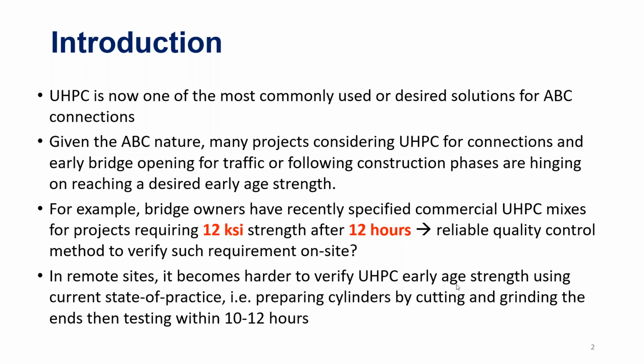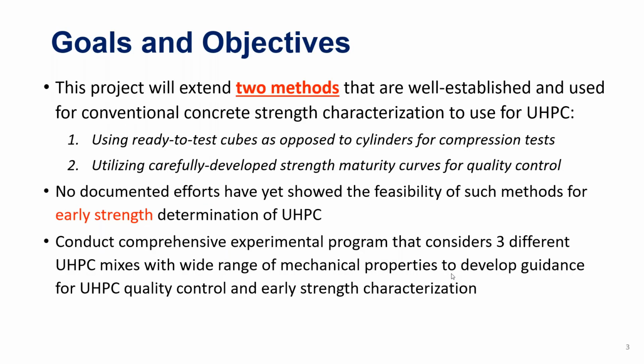In Caltrans, for example, they looked at 12 KSI in 12 hours, they have the 14 KSI as the threshold for opening the bridge for the next phase. So when are we going to reach this 14 KSI? And when manufacturers sell their UHPC as a mix that can reach 12 KSI in 12 hours, how do we guarantee this on site, especially in remote sites when you don't really have a lot of testing capabilities?